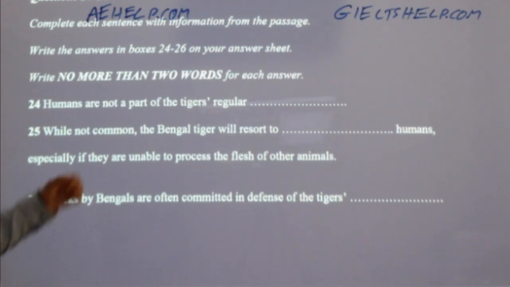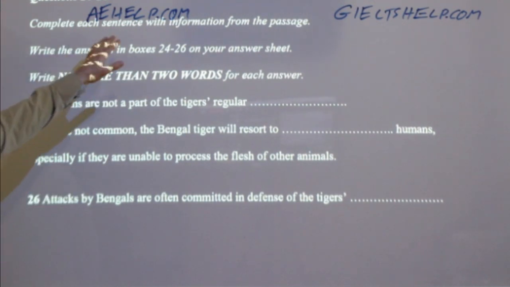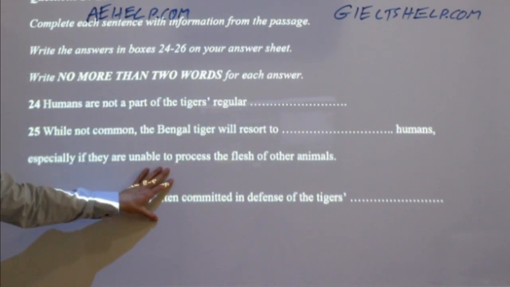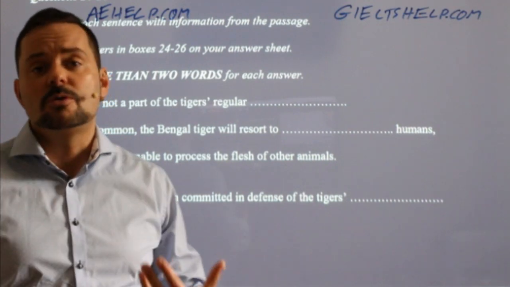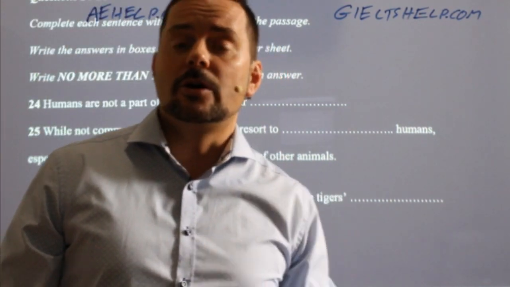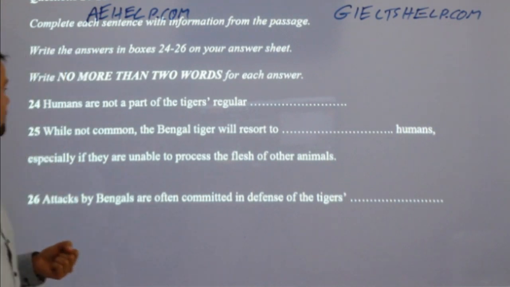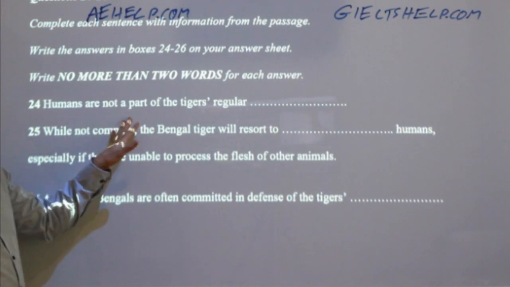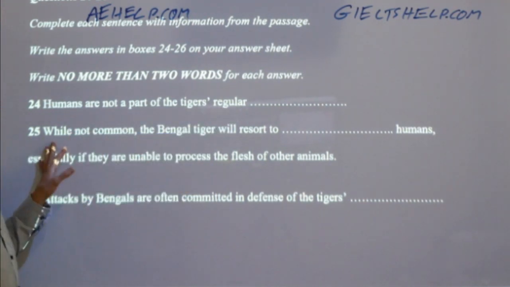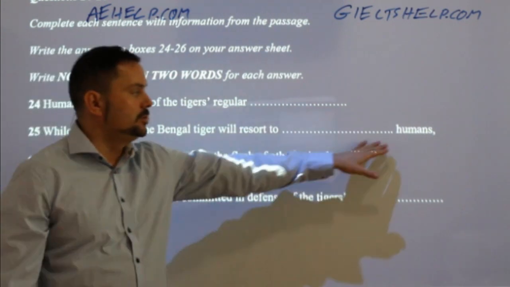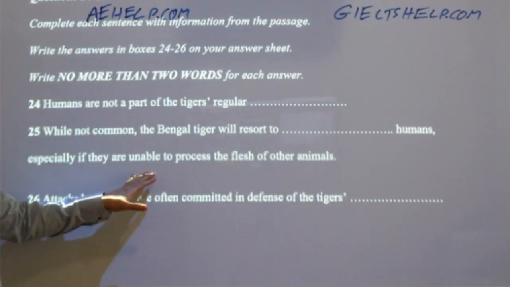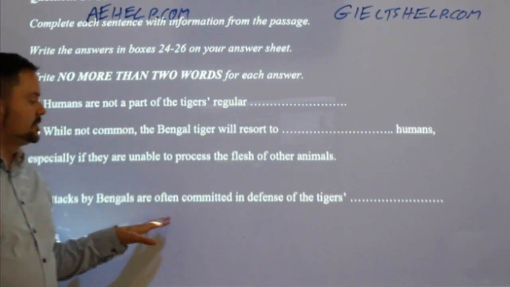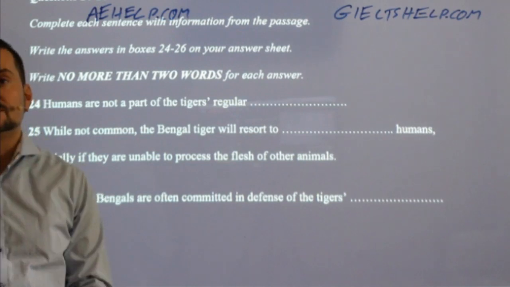Here we have some completion questions, so complete each sentence with information from the passage. All of this will be somewhere in the passage, so again, this is a good type of question to skim read or glance at before you read the passage. Again, don't spend too much time. Just go over them. So humans are not a part of the tiger's regular something. While not common, the Bengal tiger will resort to humans, especially if they're unable to process the flesh of other animals. Okay, and attacks by Bengals are often committed in defense of the tiger's something.